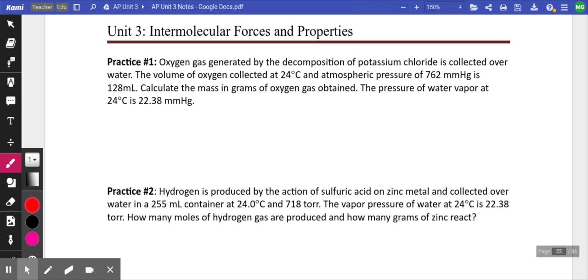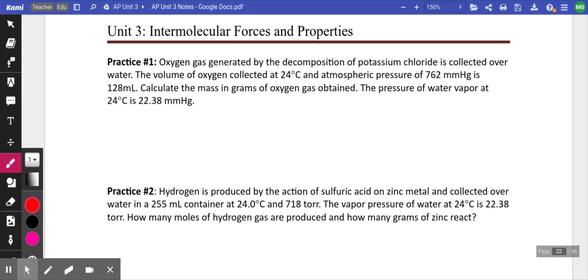So for example, here in this practice problem, practice number 1 says that oxygen gas is generated by the decomposition of potassium chloride collected over water. The volume of oxygen collected at 24 degrees Celsius and atmospheric pressure of 762 millimeters of mercury is 128 milliliters. Calculate the mass in grams of oxygen gas obtained, and it tells me that the pressure of water vapor at 24 degrees Celsius is 22.38 millimeters of mercury.